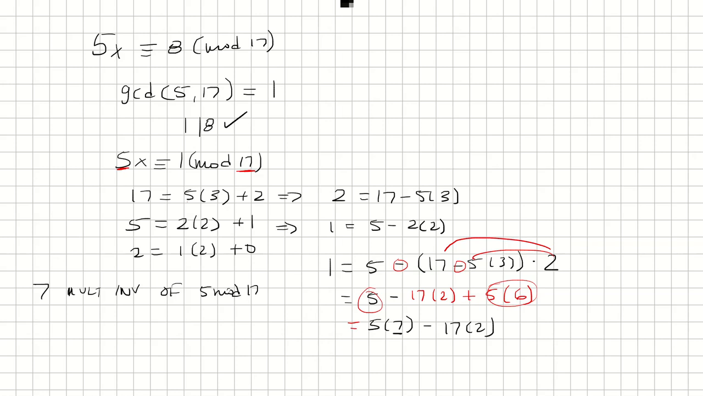Okay, so what we do next is we go back to the original here, and we'll just multiply both sides by the multiplicative inverse that we found, which in this case was 7. So we'll multiply this by 7 and this by 7. So 7 times 5x is 35x, which we know because they're multiplicative inverses, this is just going to be x. And then 7 times 8 is 56, and we do mod 17.